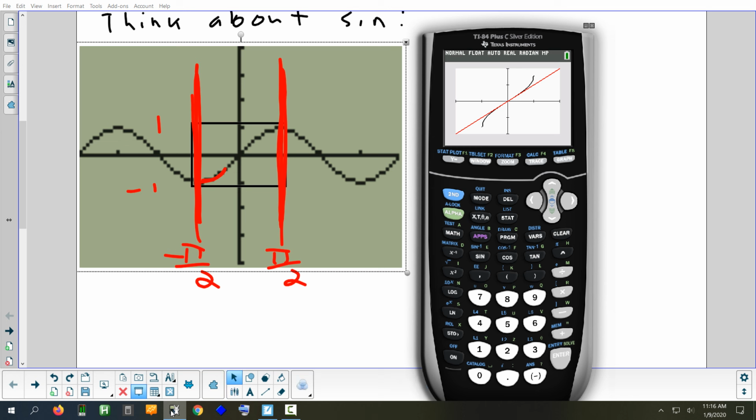Okay. Now, let's think about cosine. What does the graph of cosine look like?